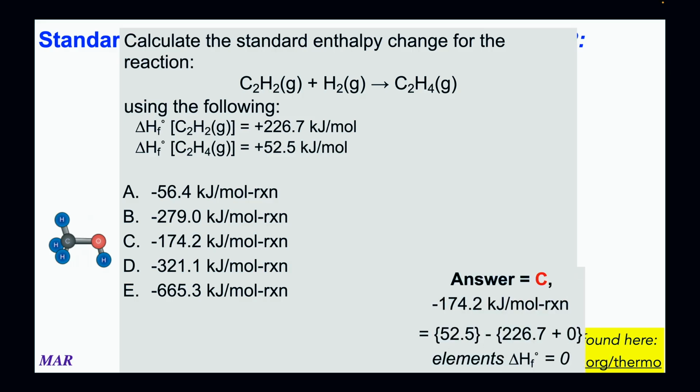So anyway, 52.5 minus reactants, in this case minus 226.7, gets you negative 174.2 kilojoules per mole of reaction. So that's just kind of how this works out. Usually if the delta HF isn't given, then usually it's 0, but you should check with a table to make sure, stuff like that.